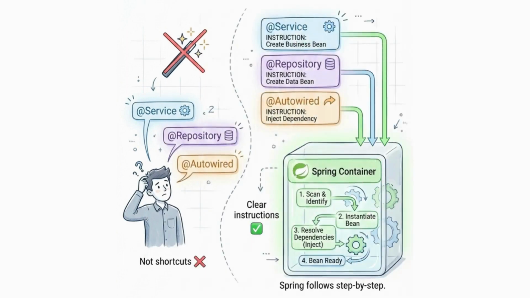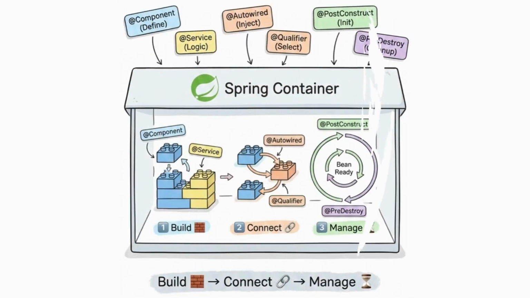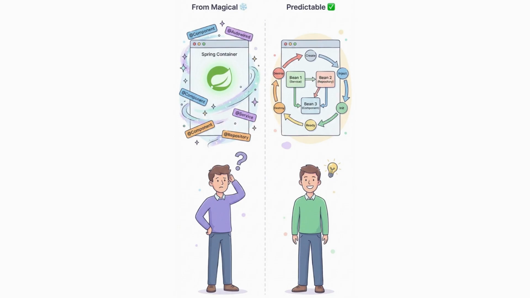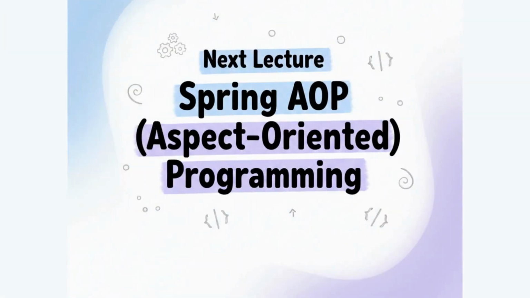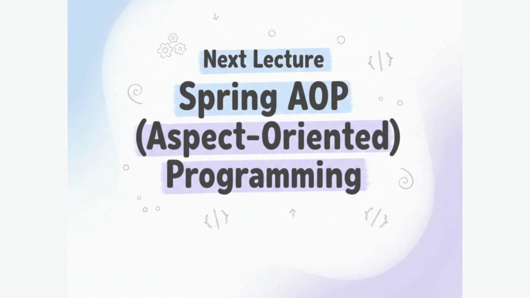Now we understand Spring annotations. They are not shortcuts, they are instructions. They tell Spring how to build your application, how to connect its parts, and how to manage them over time. Once you understand these annotations, Spring stops feeling magical and starts feeling predictable. In the next video, we will explore AOP, Spring Aspect Oriented Programming.